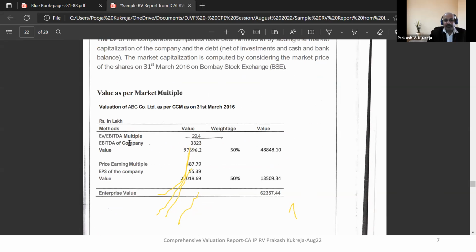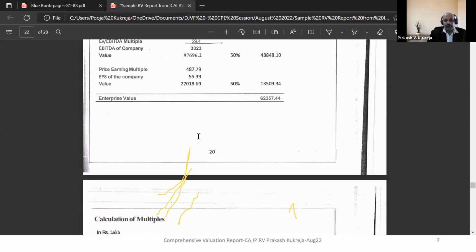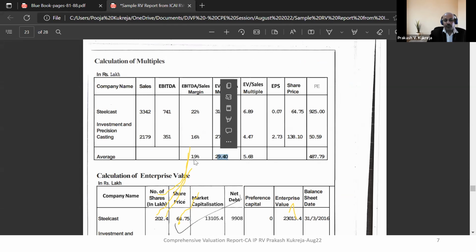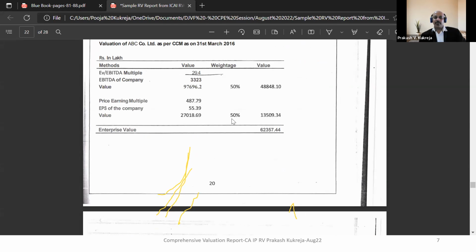So the value as per market multiple, this is for ABC Limited. If you see here, this is your EV upon EBITDA multiple of 29.4. This comes from here. Two companies, steel cast and IPC, were considered, and arriving at the average EV upon EBITDA, they have done the valuation. Also, the PE method was used, and on that basis, two different ratios within market multiple were given 50-50% weight. So the valuation is around 62,000 EV.